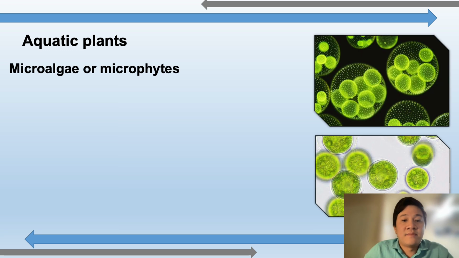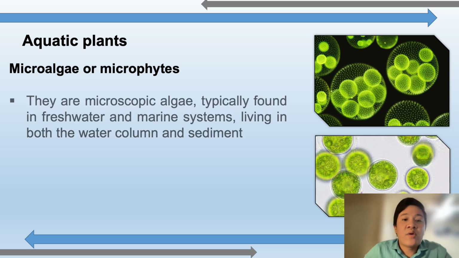The first one is microalgae, or in other terms microphytes. Microalgae or microphytes are microscopic algae typically found in freshwater and marine systems, living in both the water column and sediment. When we say microscopic, these species cannot be seen clearly with the naked eye, so we need the aid of a microscope or any magnifying materials to visually observe these aquatic organisms.